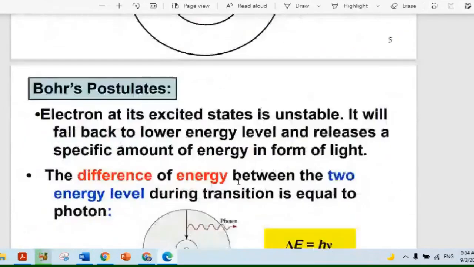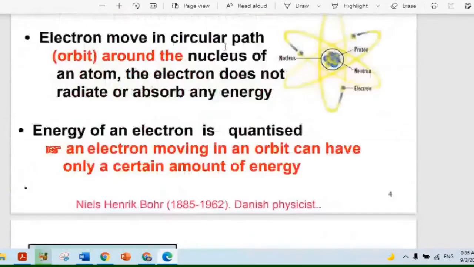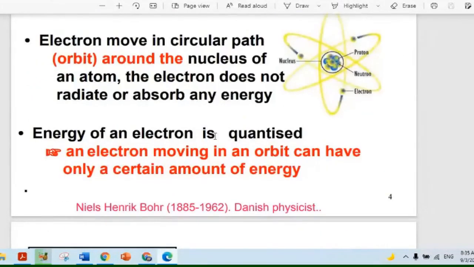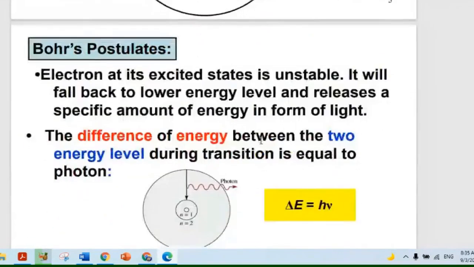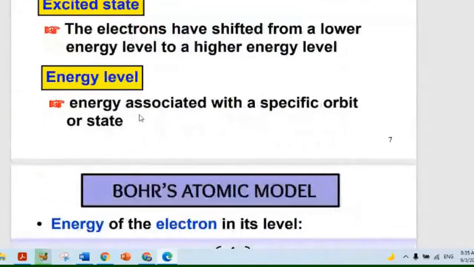Sorry, just now this is the first one. The electron moves in a circular pathway around the nucleus. If there is nothing, it does not radiate or absorb any energy and so on. So I think you're all quite familiar with this already. So you must know what is ground state, excited state, and energy level.